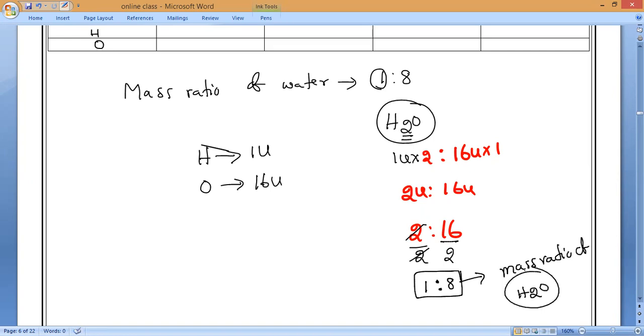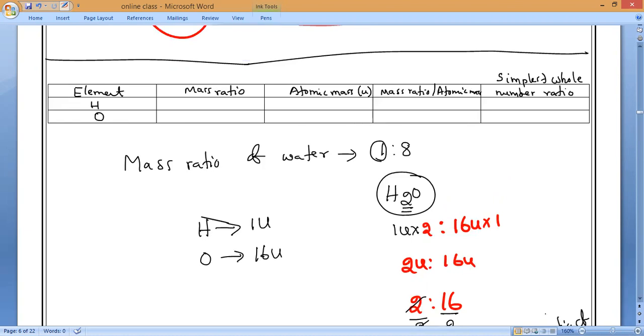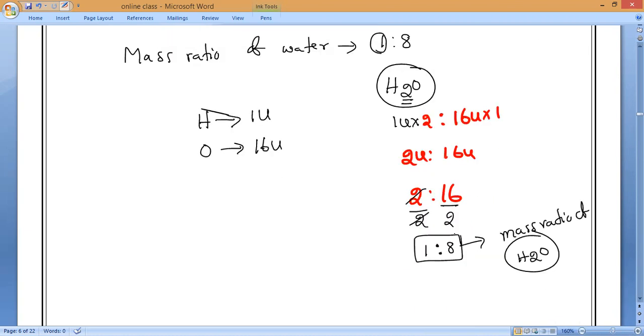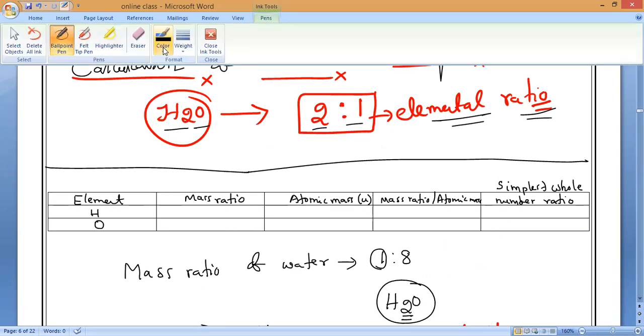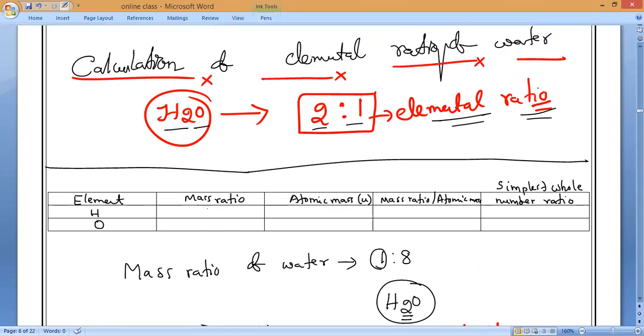Do you understand, all of you? Respond. That is the mass ratio. Now with the help of this mass ratio, we are going to find the simplest ratio, the elemental ratio. So what is the mass ratio? Tell me fast. 1:8. So here hydrogen 1 and oxygen 8 will come. Atomic mass of hydrogen is 1 and oxygen is 16. Okay, clear, everybody?